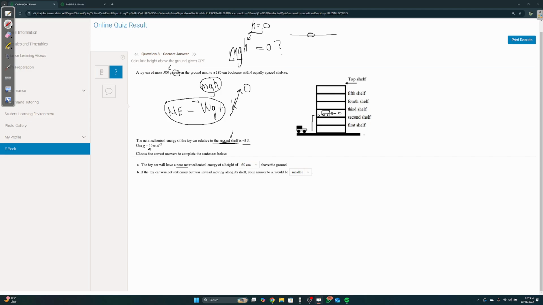But how high above the ground would this be? It's 2 shelves, and I think everybody here can figure out that each shelf should be 30 centimeters. If you're 2 shelves up, that means you're 60 centimeters high. That's it. Since we're at rest, kinetic energy isn't included. The only thing mechanical energy depends on is gravitational potential energy, and gravitational potential energy relative to the second shelf would be 0 if it's on the second shelf, and each shelf is 30, so it should be 60 centimeters.